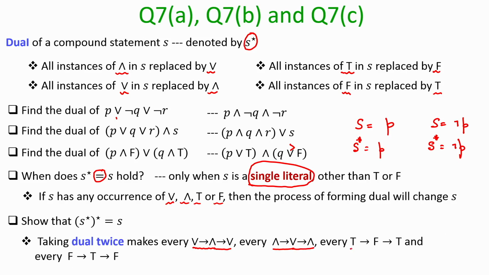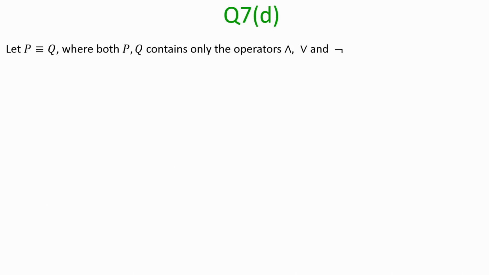Similarly, if you have any occurrence of constant true, the first time when you form a dual, they get converted to constant false, and again when you take the dual, they get back to constant true, and similarly for false. So, this is very straightforward. The last part of question 7 is the following. You are given two compound propositions P and Q, and they are logically equivalent, it is given to you. Okay.